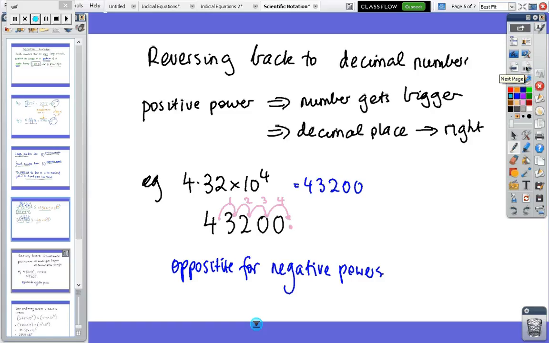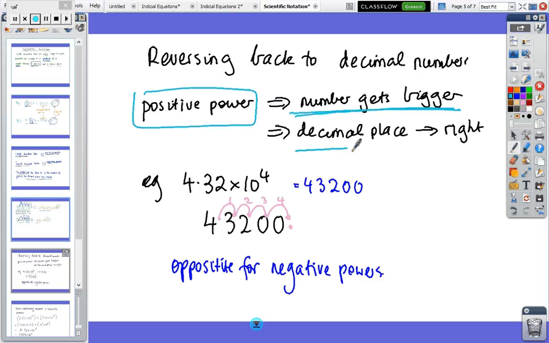If you're going to reverse the steps, reverse back to normal numbers, when you have positive powers, the number has to get bigger, and so the decimal place moves to the right. So if I've got 4.32 by 10 to the 4, it's in scientific notation, but I want to go backwards to a normal number. This is a positive number, so it's going to get bigger. So the decimal place has to go forward. I go 1, 2, 3, 4. So the decimal place had to jump over 2 spots. So you fill the spots with 0s, and so the answer is 43,200.